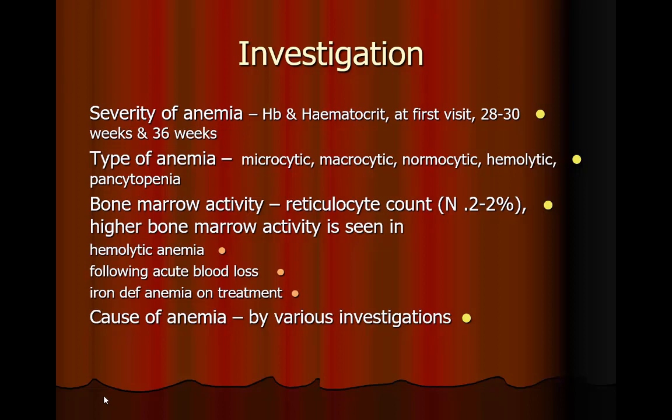Bone marrow activity will be increased in hemolytic anemia. That's why the retic count will be more than 2 to 2.2%. High bone marrow activity is seen in hemolytic anemia, following acute blood loss, and in iron deficiency anemia on treatment. The cause of anemia we must know by various investigations in order to know the type or the cause of anemia and try to correct it.